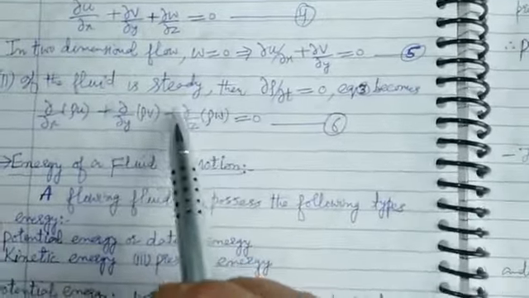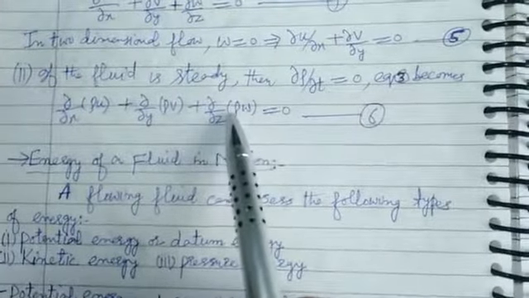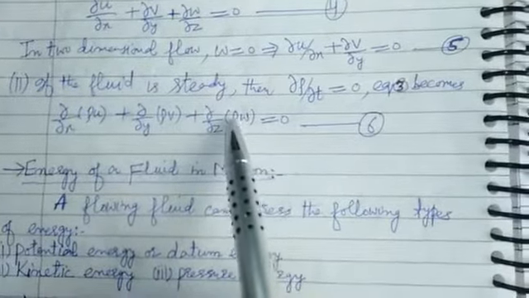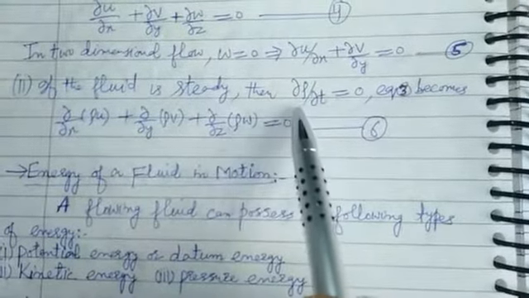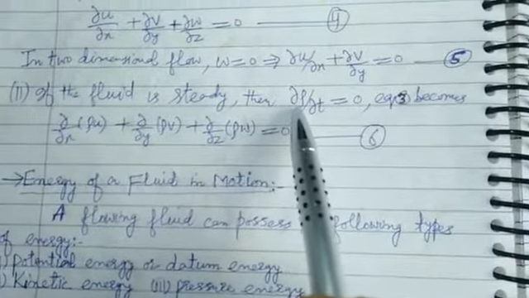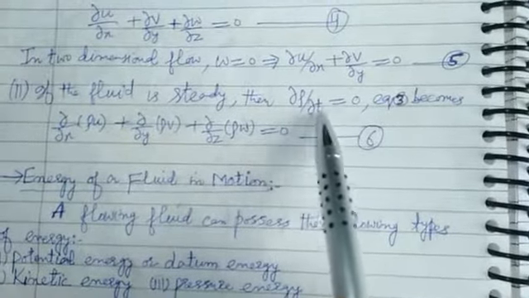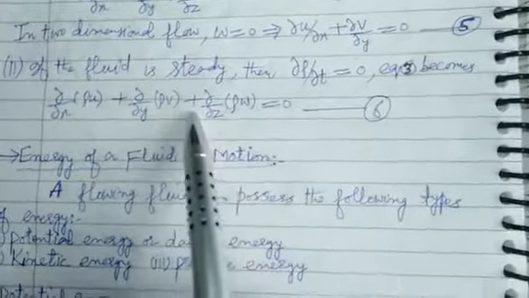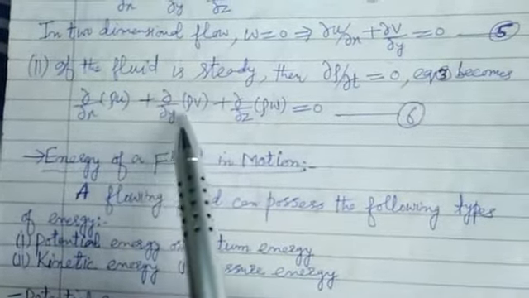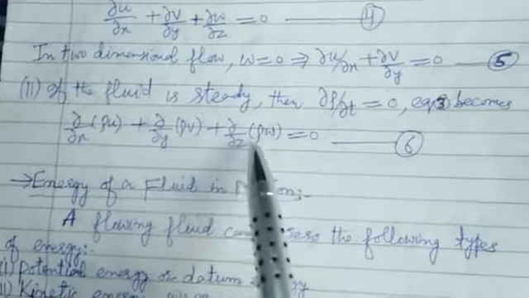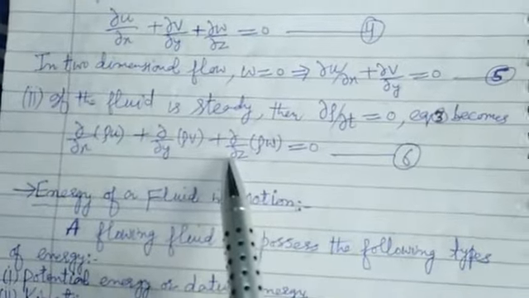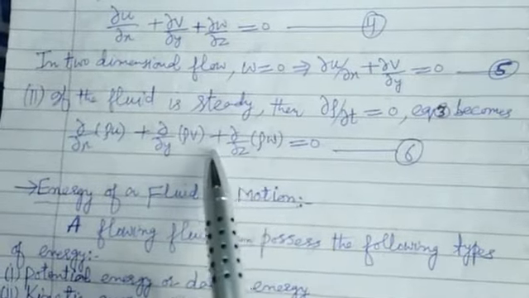Okay. If the flow is steady, you already know, as I already told you, that when there is a steady flow, the density does not change, the density remains constant. So ∂rho/∂t, the differentiation with respect to time, is equal to 0. So then the equation becomes ∂/∂x of (rho u) plus ∂/∂y of (rho v) plus ∂/∂z of (rho w) is equal to 0. So this is the final equation that you obtain in steady flow.